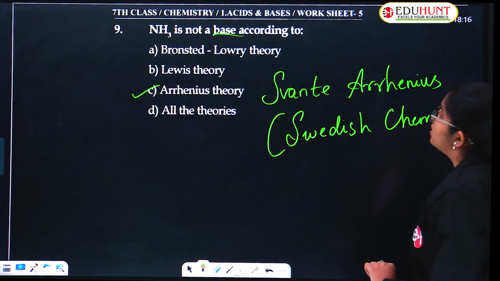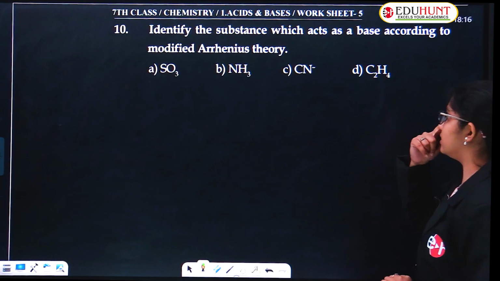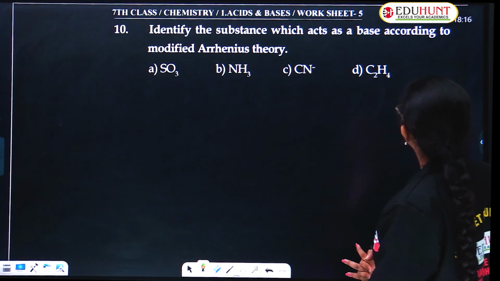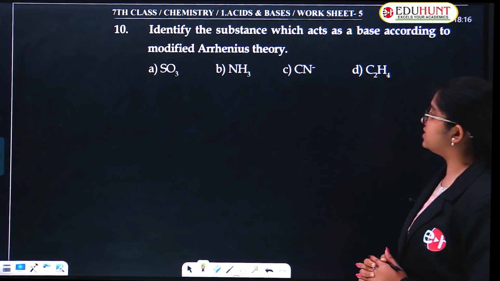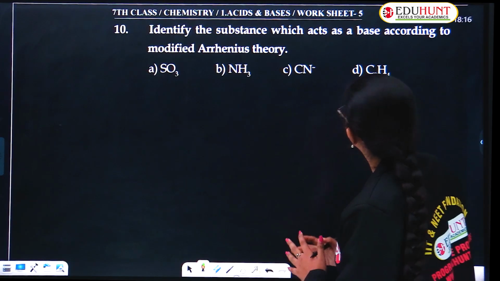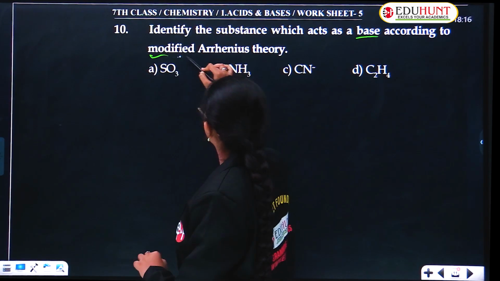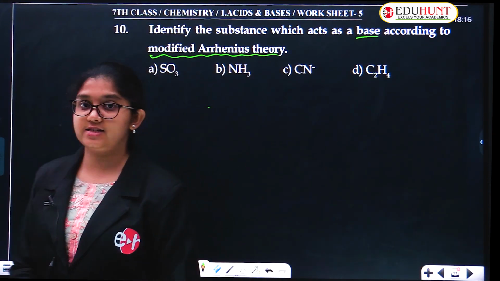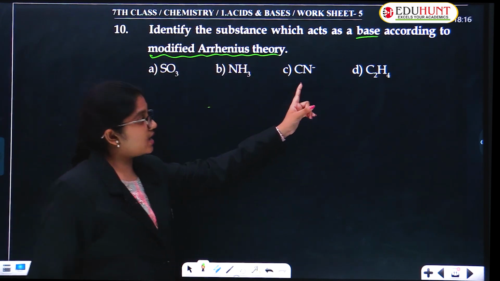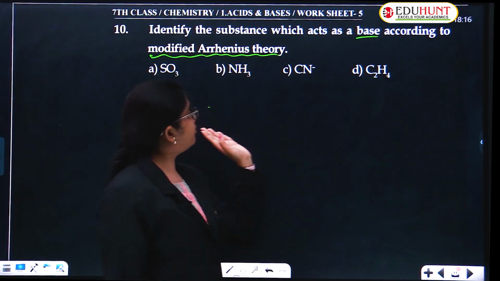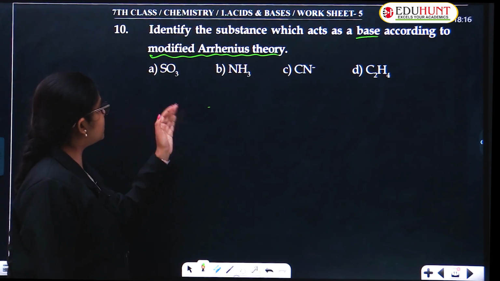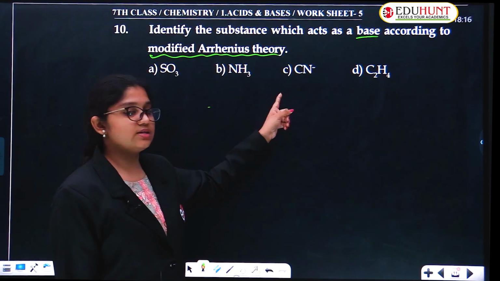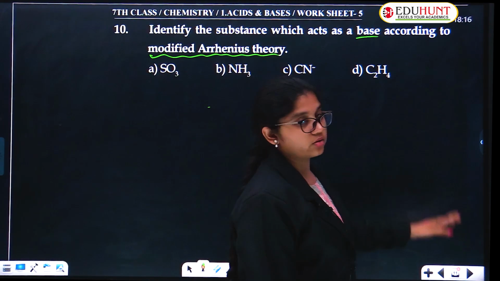Next question. This is the last question for you, children, in this worksheet 5. Identify the substance which acts as a base according to modified Arrhenius theory. According to modified Arrhenius theory, what is regarded as a base? Options are SO3, sulfur trioxide, NH3, ammonia, CN minus, cyanide ion, and C2H4, that is ethene.